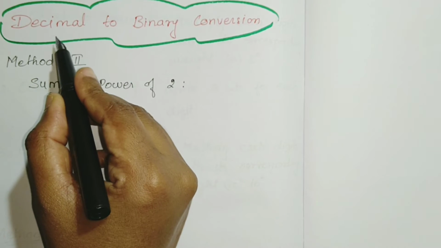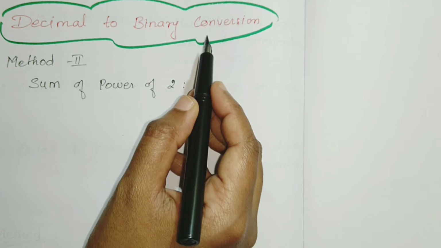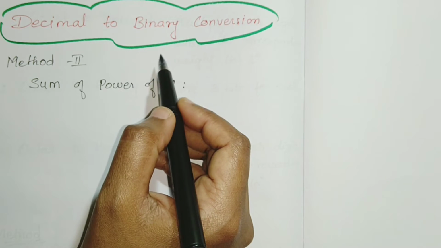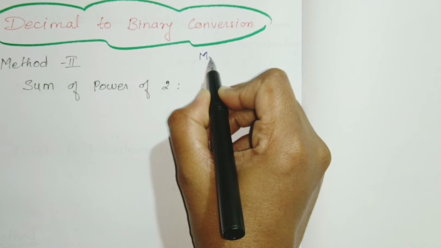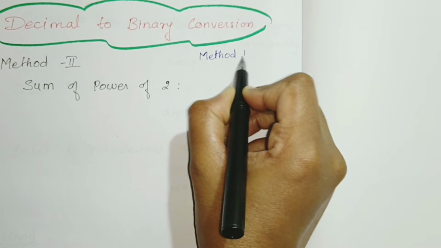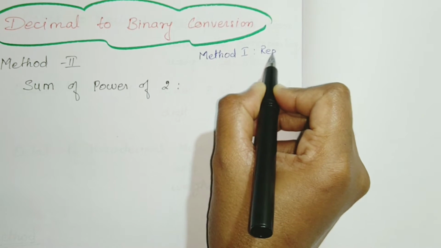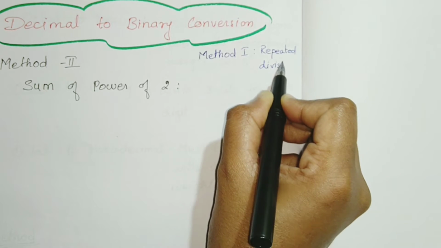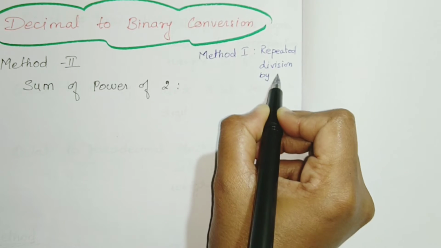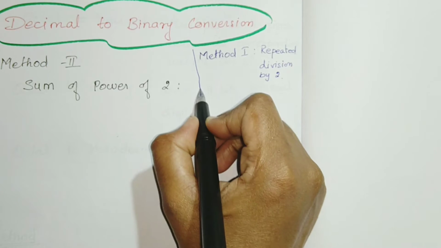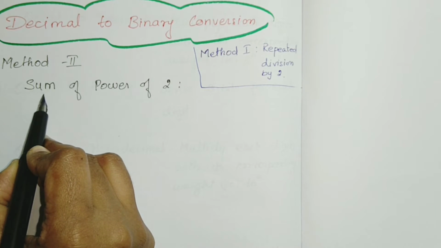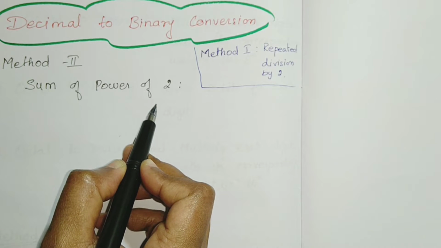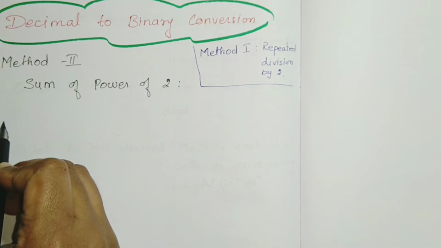So let us learn decimal to binary conversion using the sum of power of 2 method. In the previous class, you learned decimal to binary conversion using method 1, that is repeated division by 2. Method 1 is the general method to convert decimal to binary. We do have a second method, sum of power of 2. This method should be used only if they mention these terms.